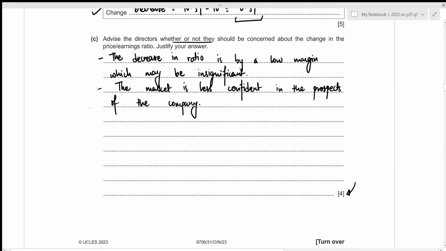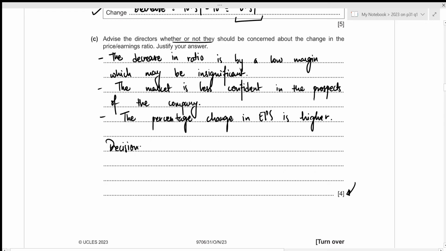Okay, we can write this down as well. The percentage change in earnings per share is higher. Okay, now we need to make a decision.